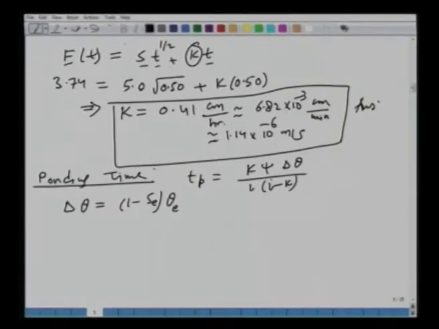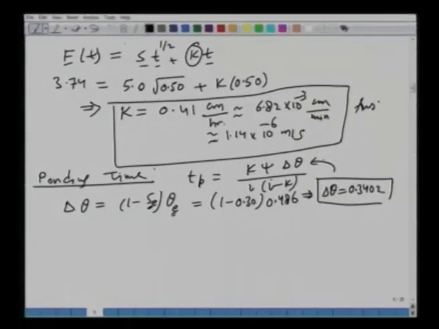The initial effective saturation is given, and the effective porosity is also given. So, we just put these values in: 1 minus SE is 30%, so it is 0.3 times the effective porosity, 0.486. That would tell you that delta theta is 0.3402. Put all these values into your expression for TP, and we should be able to find the time to ponding.